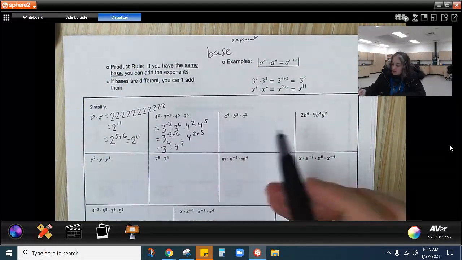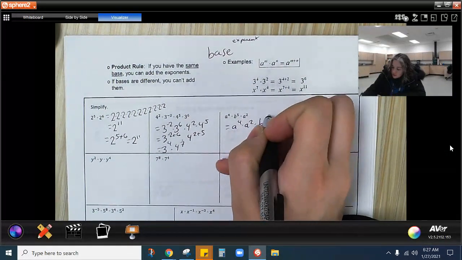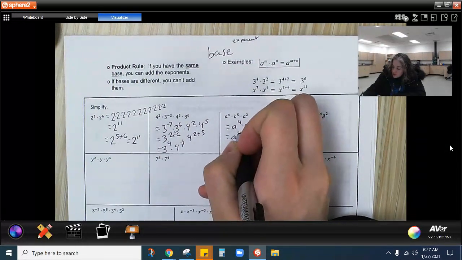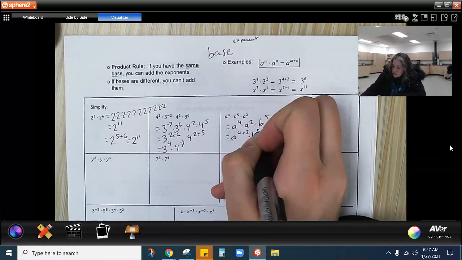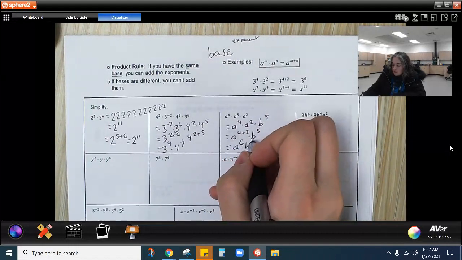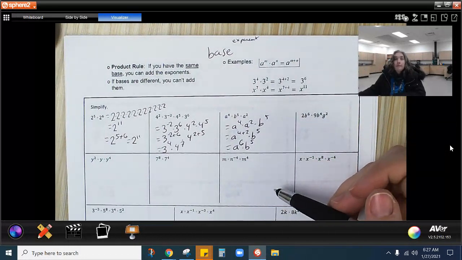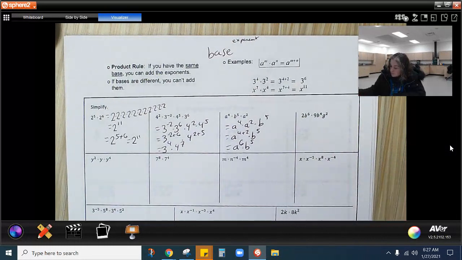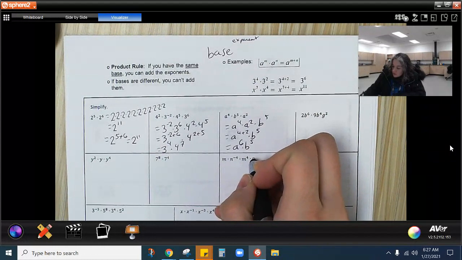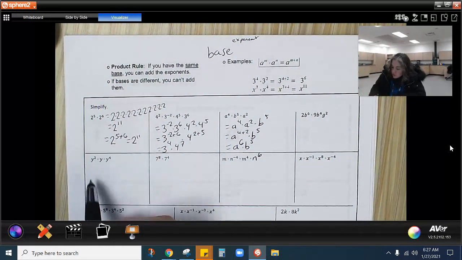All right, let's try this one next. Again, start off alphabetical. So a to the 4 times a squared times b to the 5th. Then I can rewrite that a to the 4 plus 2 times b to the 5th. A to the 4 plus 2 is really going to be a to the 6th times b to the 5th. So our b didn't really do anything. He just kind of hung out, right? And that's okay. Sorry, I forgot to add that one on there. I'll make sure I add it to your guys' notes.